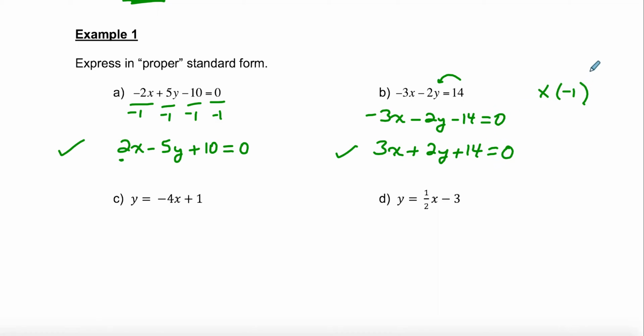Some students will do this. They'll say, okay, I'm going to multiply everything by -1. I know that dividing everything by -1, sometimes you like to save time, and we just flip all of the signs.